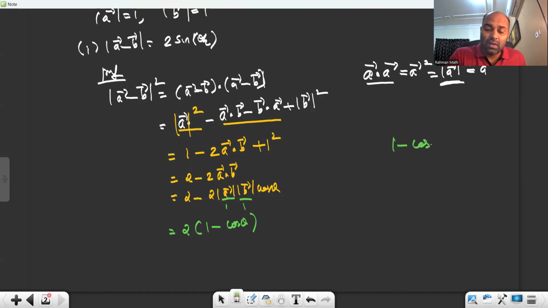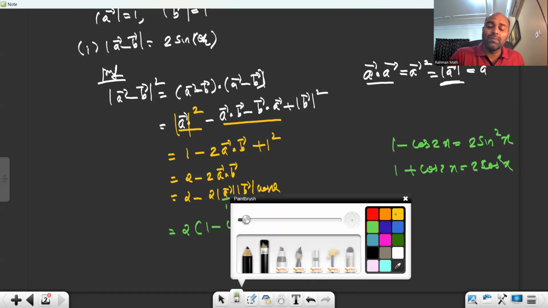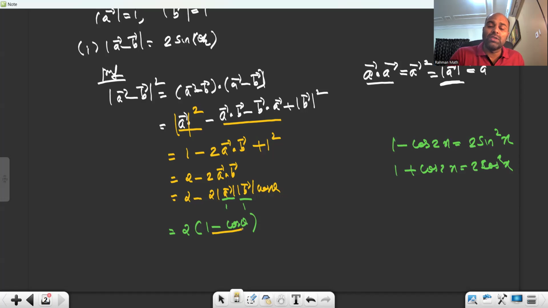Every time I used to tell this result, don't forget. 1 minus cos 2x is what? 2 sin square x. But if it is 1 plus cos 2x, it will be what? 2 cos square x. But we have here 1 minus cos theta only. Instead of 2x, we have only theta, so it will become half. In 11th standard, you have done this repeatedly. So that can be written as 2 into 1 minus cos theta, 2 sin square theta by 2.